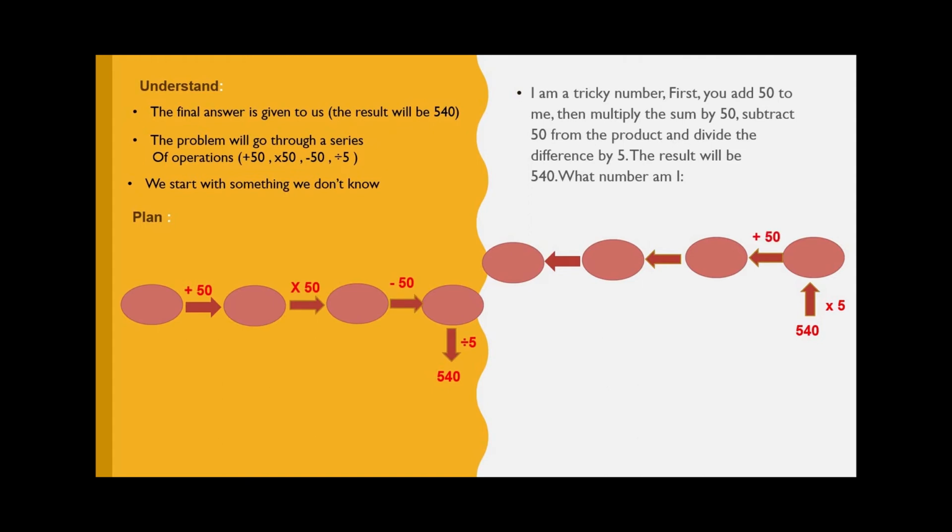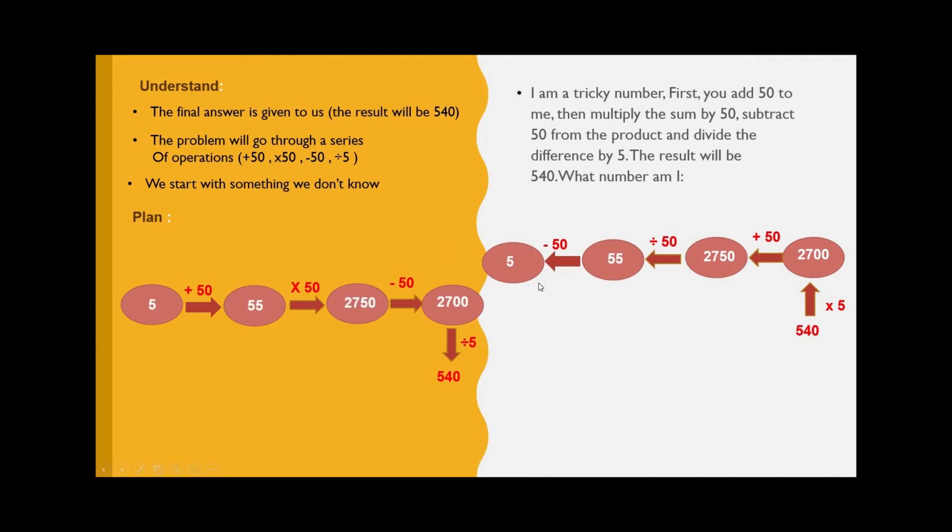Yes, 2700. 2700 plus 50 is equal 2750. 2750 divided by 50 is equal 55, and 55 minus 5 is equal 50.